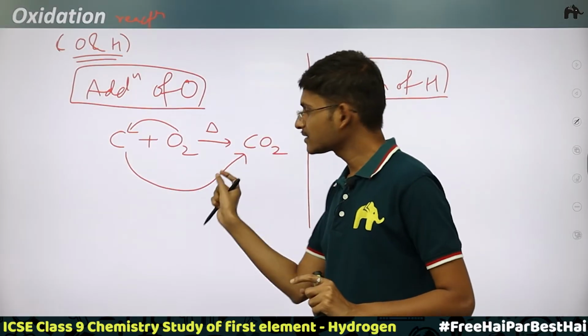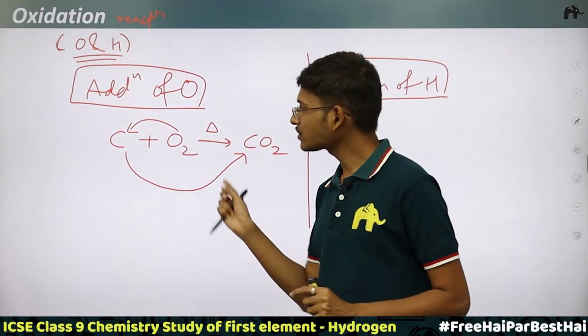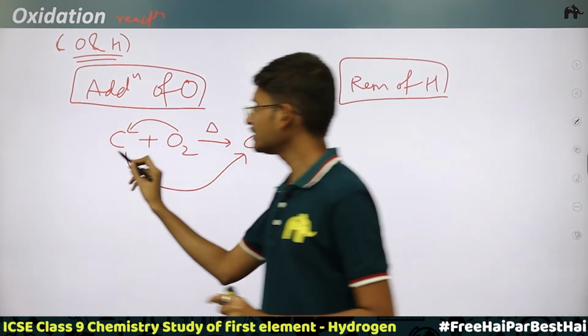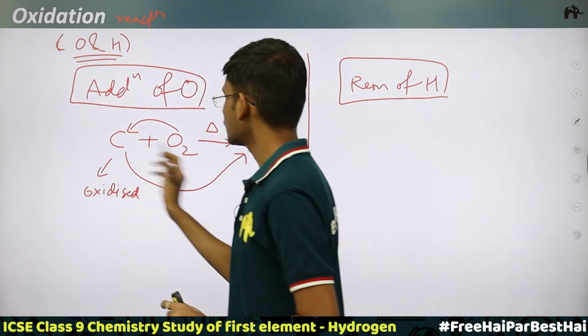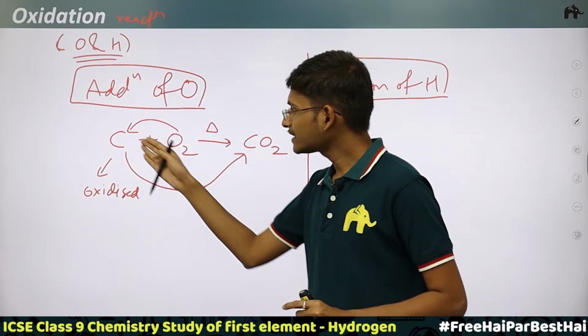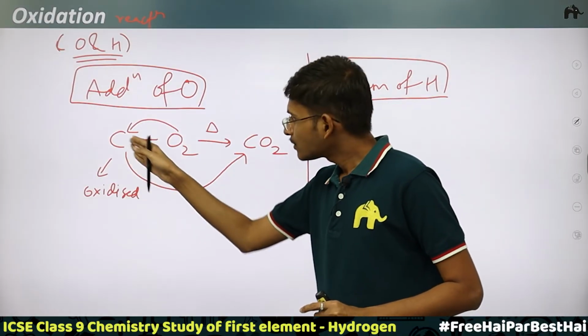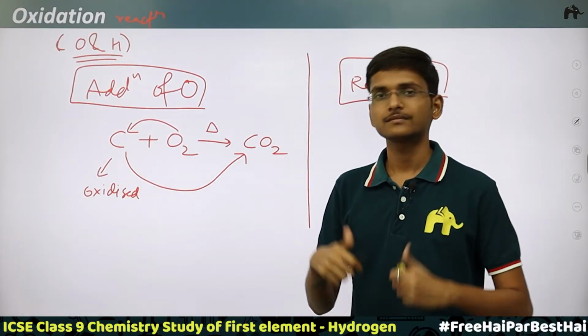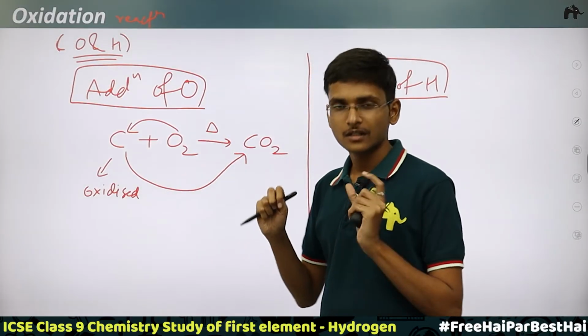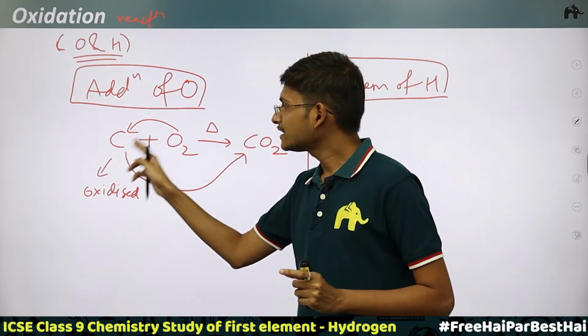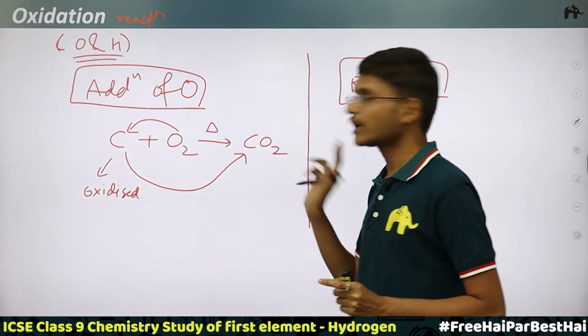Clear? In whichever reactant the oxygen is getting added, we say that it is oxidized. So here oxygen is added to carbon, so it is oxidized to carbon dioxide.